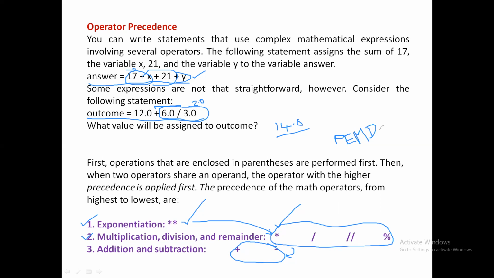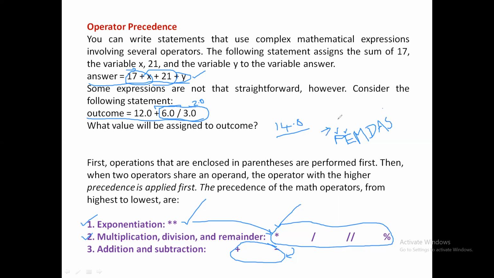What does this PEMDAS mean? It represents the set of operations to be performed in the given order from highest precedence to lowest precedence. That means P stands for parenthesis. Whenever you find a parenthesis in the expression, that is the highest precedence operation that should be done in your expression. The next one is going to be exponent. Parenthesis has the highest precedence. The next highest precedence goes to the exponent operation.